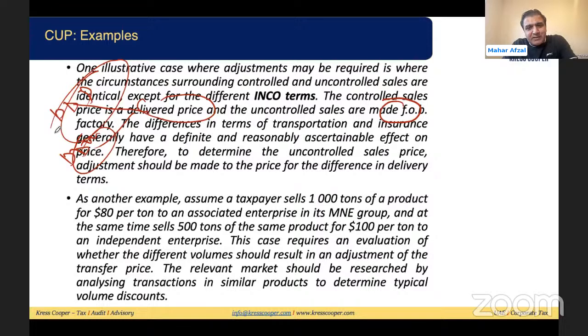Another example, assuming a taxpayer sells 1,000 tons of a product at 80 per unit to an associated enterprise in the M&E group. 1,000 tons are being sold at 80 per ton. At the same time, it sells 500 tons of the same product at 100 per ton to an independent enterprise. This case requires an evaluation of whether the difference in volume should result in an adjustment of the transfer price. Might be, yes, there is a possibility. Here they are selling 1,000 tons at 80, here they are selling 500 tons at 100. Might be there is a policy of the company: okay, if you are buying 1,000 tons, we will reduce the price from 100. How much would it be? Around a 20% discount. We'll give you a 20% discount, something like this. There is a possibility, but it will require internal evaluation.